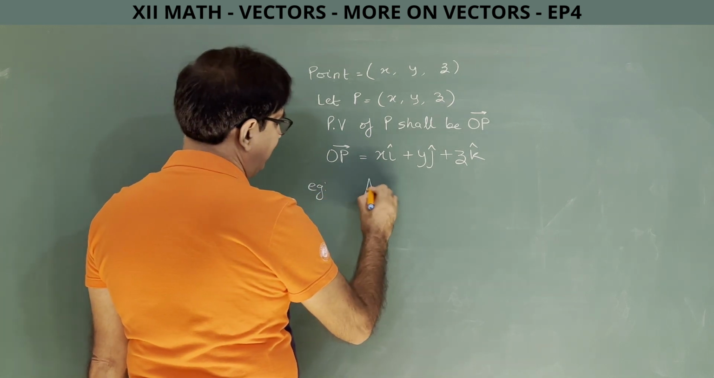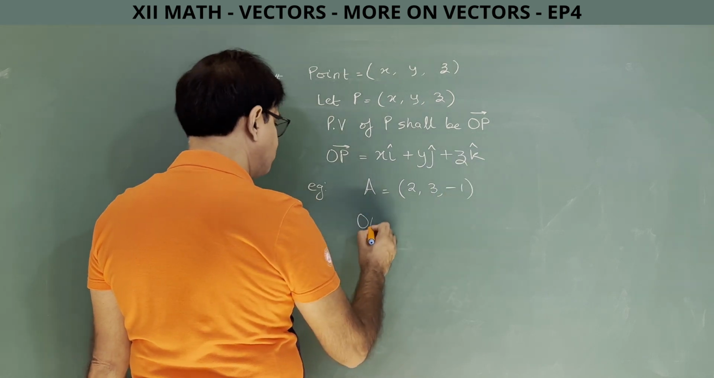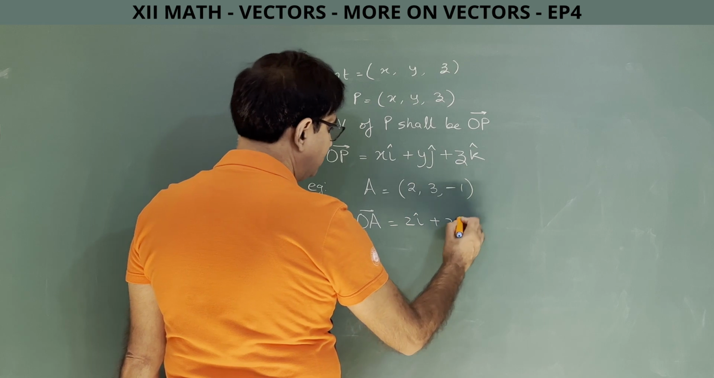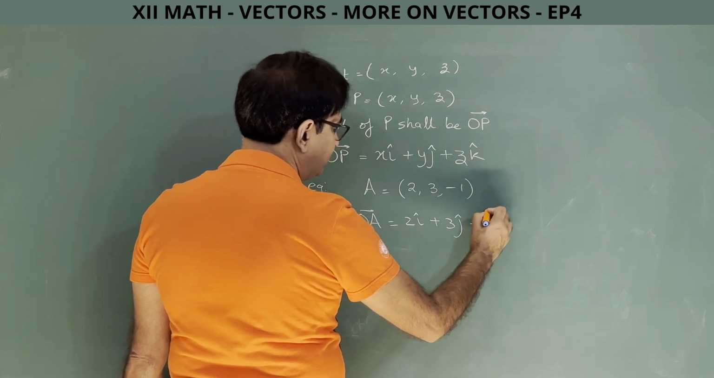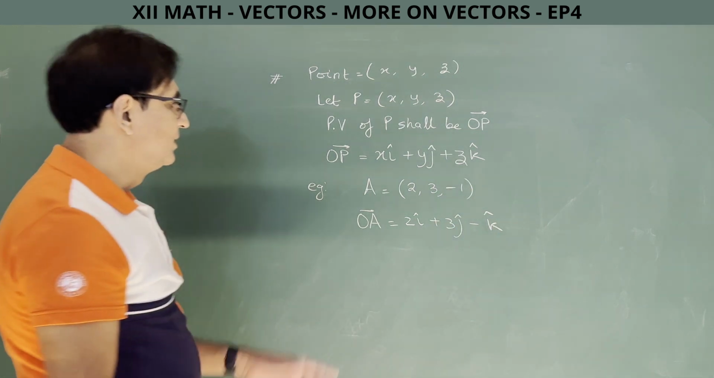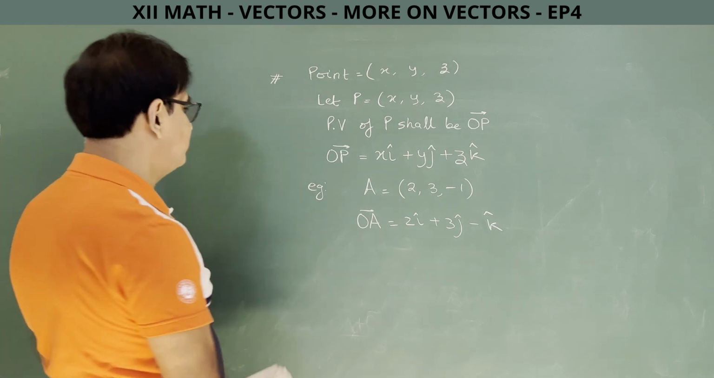Suppose you have a point A whose coordinates are 2, 3 and minus 1. So what will be the position vector of A, OA? It will be 2i plus 3j minus k, because it's minus 1. The 1 you don't need to write here, you can simply write k. So it is so simple. How much time does it take? Maybe 2 or 3 seconds.